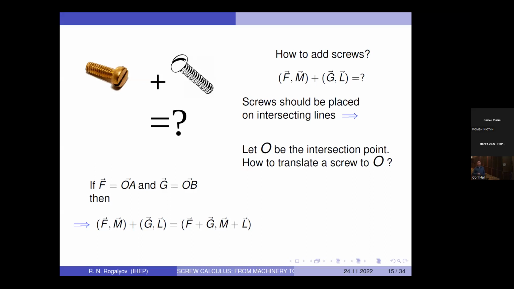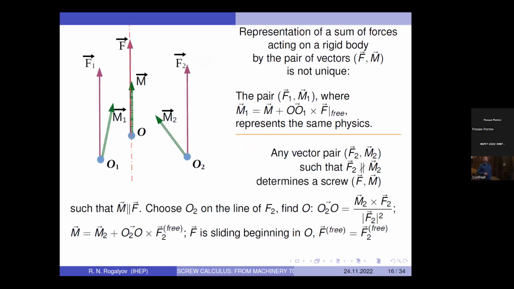We simply add the free vectors and sliding vectors that form each of the screws, and this is trivial. But if we have a screw that is a pair of a sliding vector and a free vector at some point, how can we transport this screw to another point?